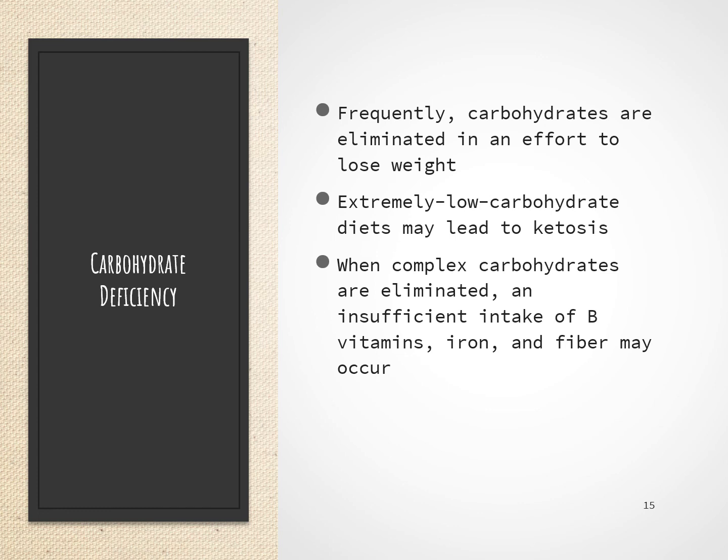And then the complex carbohydrates, remember we talked about how it's important for complex carbs in order to help synthesize some of those B vitamins and vitamin K. Well, when you completely reduce carbohydrates or eliminate them, then you have a hard time getting all of your B vitamins, and you have a hard time absorbing some of the iron, and obviously you're going to have low fiber. So reducing and eliminating carbohydrates can have a lot of negative effects as well.